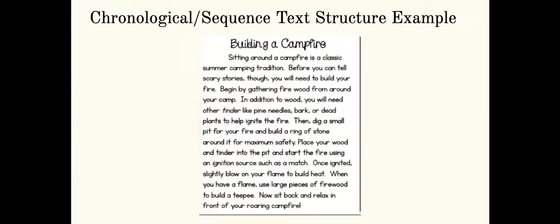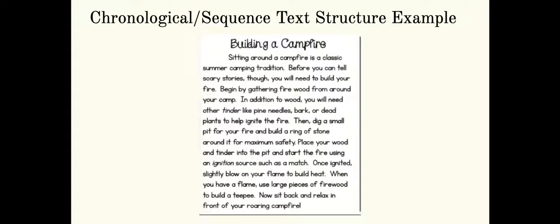Place your wood and tinder into the pit and start the fire using the ignition source as a match. Once ignited, slowly blow on your flame to build heat. When you have a flame, use large pieces of firewood to build a teepee. Next, sit back and relax in front of your roaring campfire.